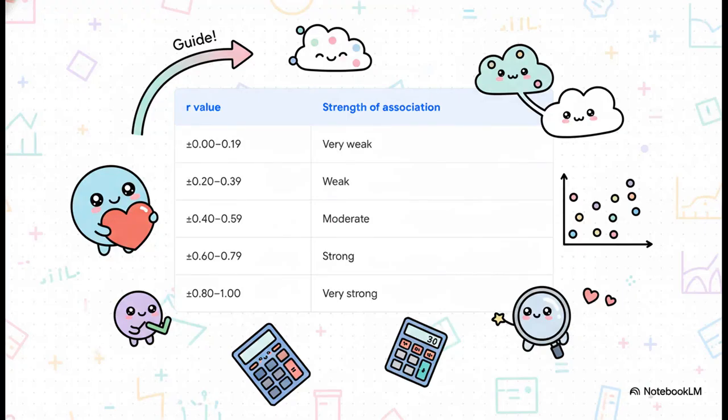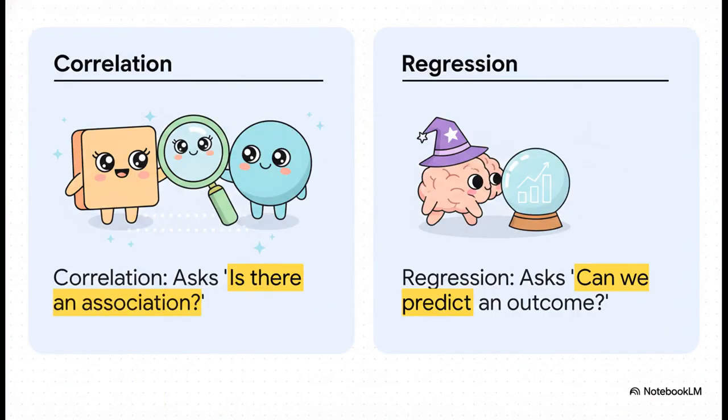But what about all the values in between perfect and nothing? Well, here's a handy guide. Anything above a 0.6, whether it's positive or negative, is generally considered a strong relationship. Something down around 0.2, though, that's pretty weak. You can think of this as your cheat sheet for interpreting any R value you come across. So correlation is fantastic for just spotting that a relationship exists.